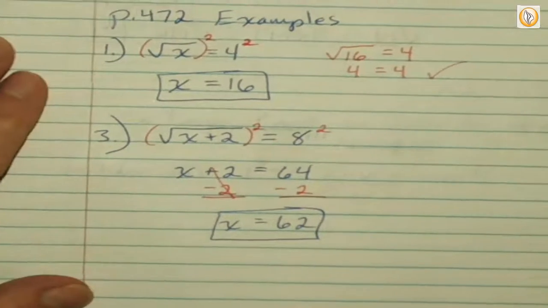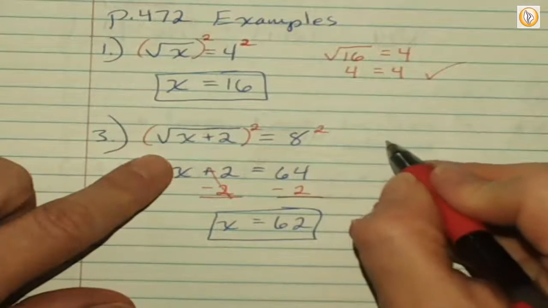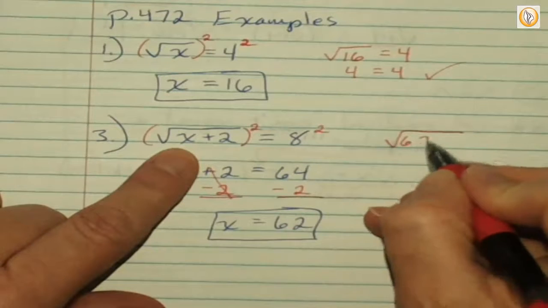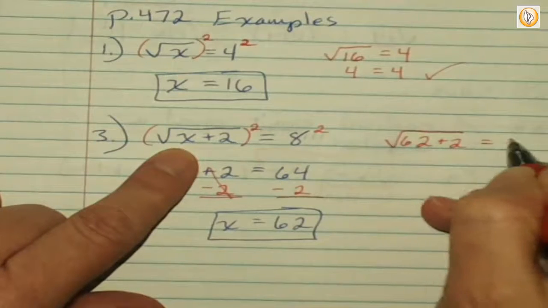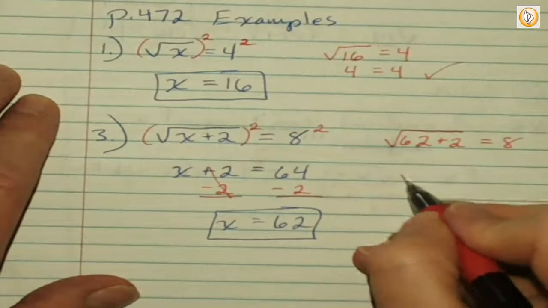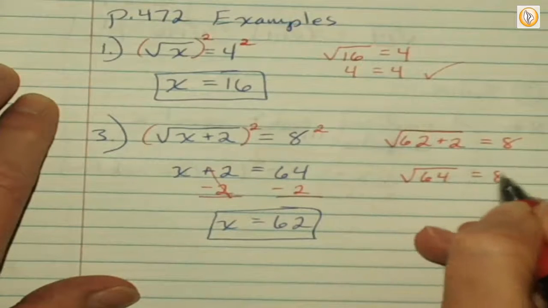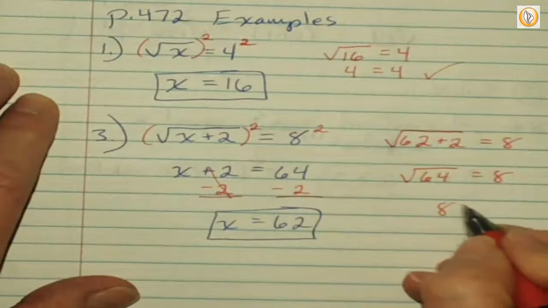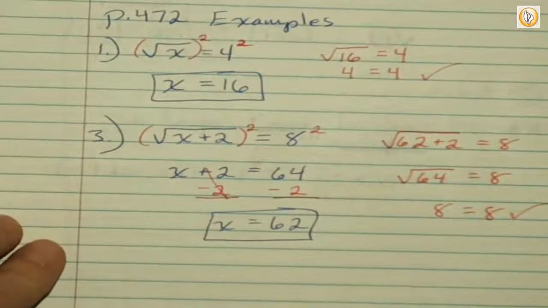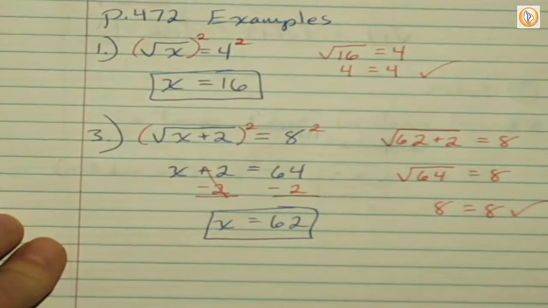And as Chap said, we're not going to check all of them for the sake of time. But if you wanted to check it, you would replace that x with the 62. You would solve this first. So 62 plus 2 is 64 equals 8. The square root of 64 is 8. And they check. All right. Make sure y'all write that down. If you have any questions, let me know.